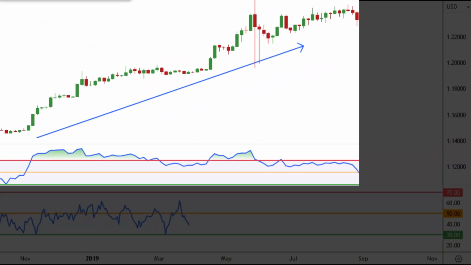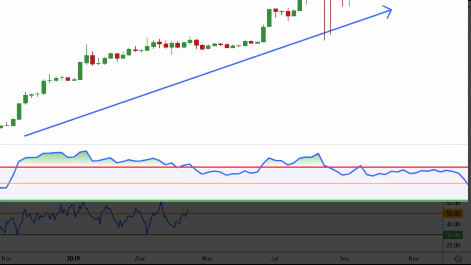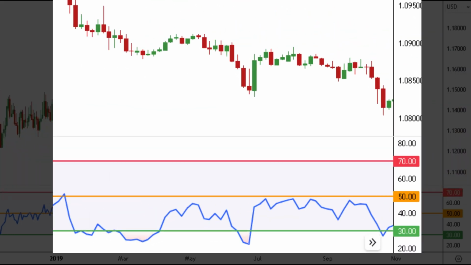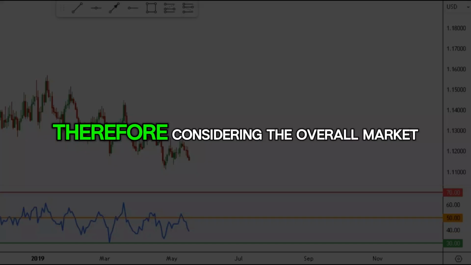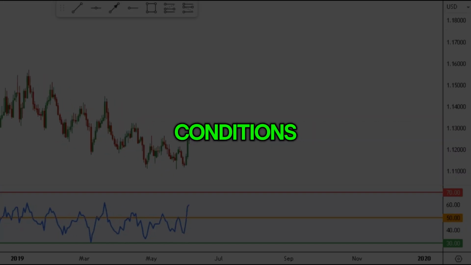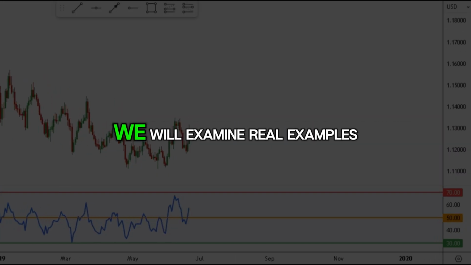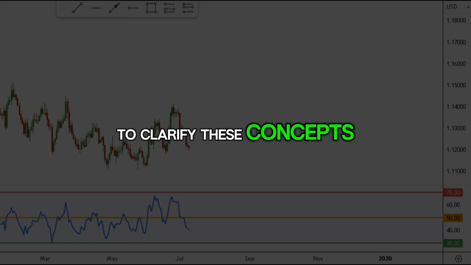During a strong uptrend, the RSI might remain overbought for extended periods, and during a strong downtrend, it might stay oversold. Therefore, considering the overall market conditions when using RSI is crucial. We will examine real examples to clarify these concepts further.